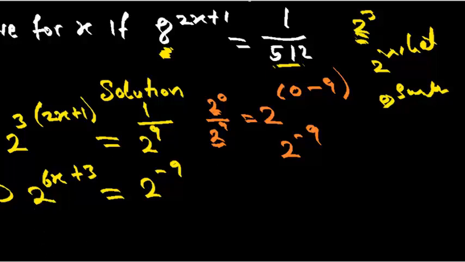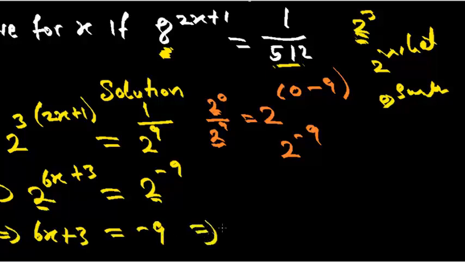So we can proceed from here. Now we have the same bases. The bases are the same. We have 2 and 2. So for the right side to be equal to the left side, the indices must also be the same. That is, for the equation to be true, the indices must also be equal. That is, 6x plus 3 must also be equal to negative 9. And from here we can solve for x.